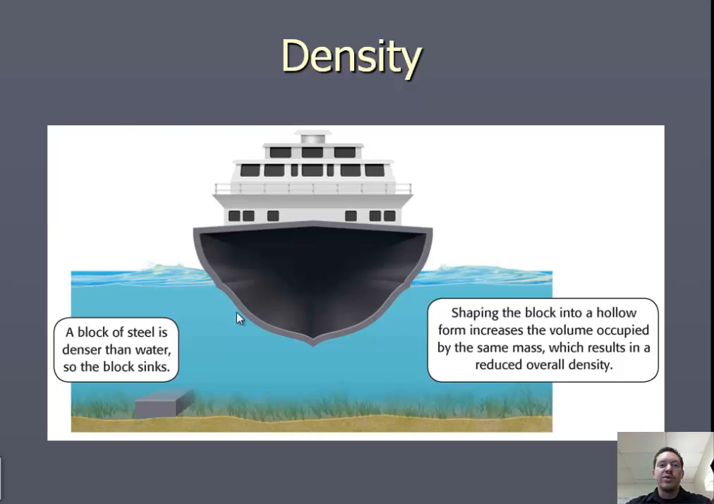But if we were to take that same steel and spread it out over a larger volume, as in this ship, so shaping this block into a hollow form increases the volume occupied by the same mass, and this is going to result in a reduced density because we have increased the overall volume. So the mass may be the same, but the volume which is placed on that body of water is a lot more. So we've got this large volume then that decreases the density, allows the ships to float.